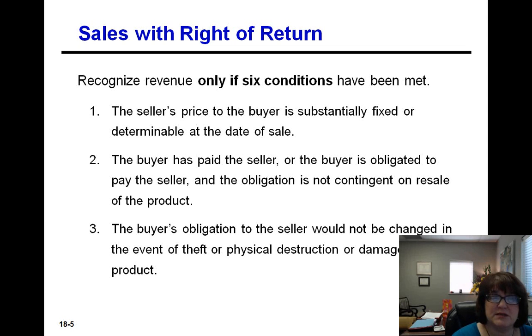They have to meet 6 conditions, and you can take a look at 3 of them on the next slide. First, in order to be able to recognize revenue on those sales with a right of return, in other words, not to have to wait until the return period has expired, you've got to have a substantially fixed or determinable sales price. The buyer has to pay.